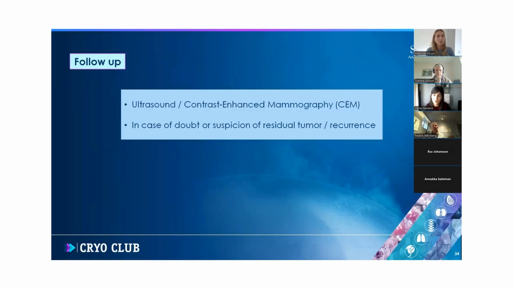We do follow-up with ultrasound, and if it's possible, we recommend using contrast mammography, which is very useful for these patients. We normally do contrast mammography 1 year after the cryoablation. And of course, if we have any doubt of a possible residual lesion or a recurrence, we always do a biopsy. If it is positive, we consider doing a new cryoablation depending on the case. And if it is negative, we continue regular follow-up.